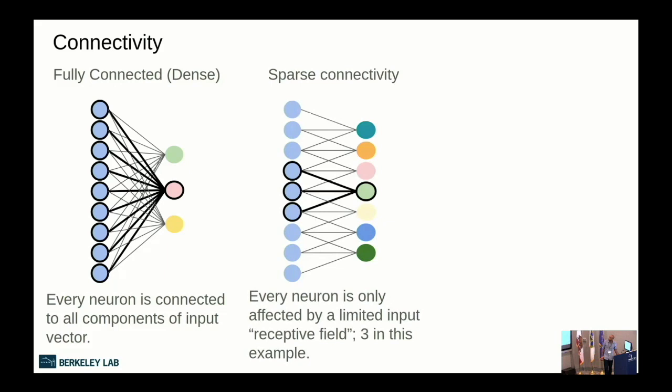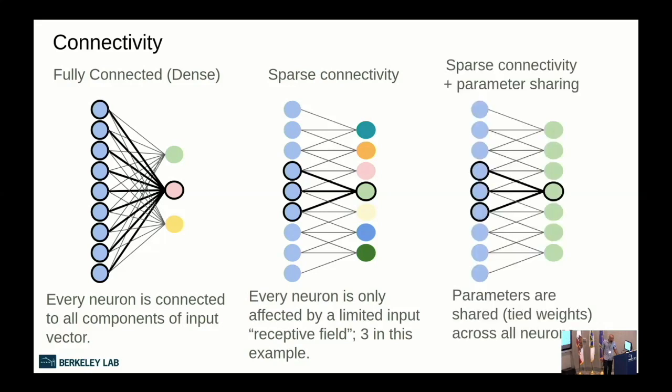One thing that we can do is sparse connectivity, right? If I'm thinking that only the local information is important and I don't have to correlate pixels or inputs or features that are far away from each other, I can just have a local connectivity. I can have more neurons. Each one of those neurons is only locally connected to a few input features. I can do something further than that.